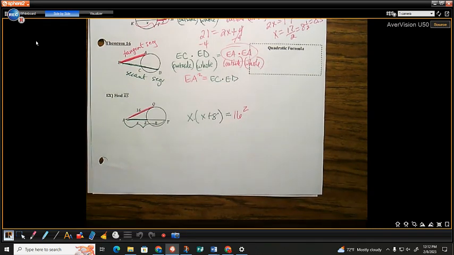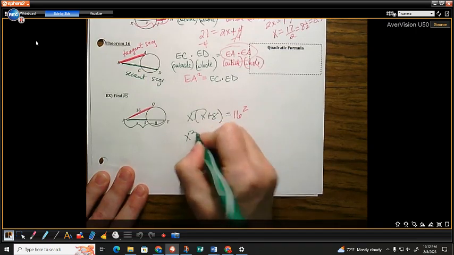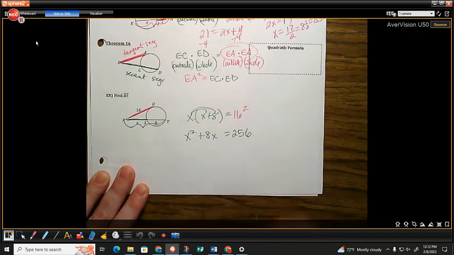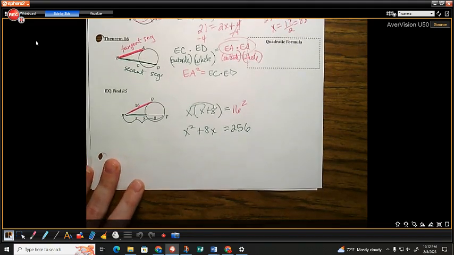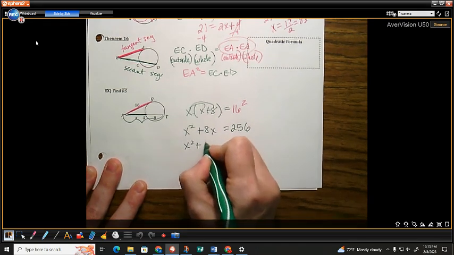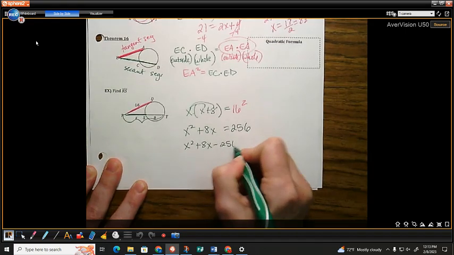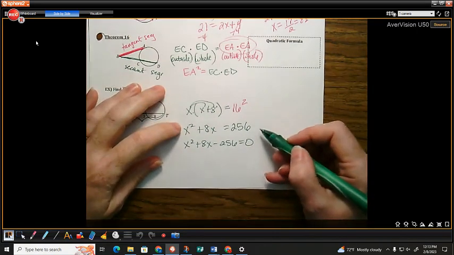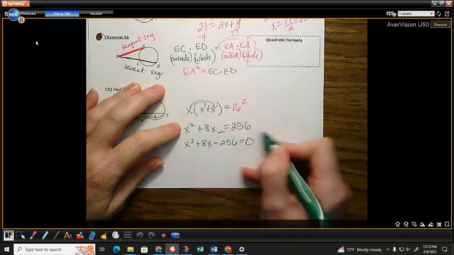And so you'd go, great, I can do this. X times x is x squared. X times 8 is 8x equals 256. Uh-oh, it's a number. If I want to solve this, what am I going to have to make it equal? 0. So I'm going to have to do x squared plus 8x minus 256 equals 0. And you could factor it, but it doesn't factor into pretty whole numbers, which means you might have to go back to this step and do the completing the square thing.